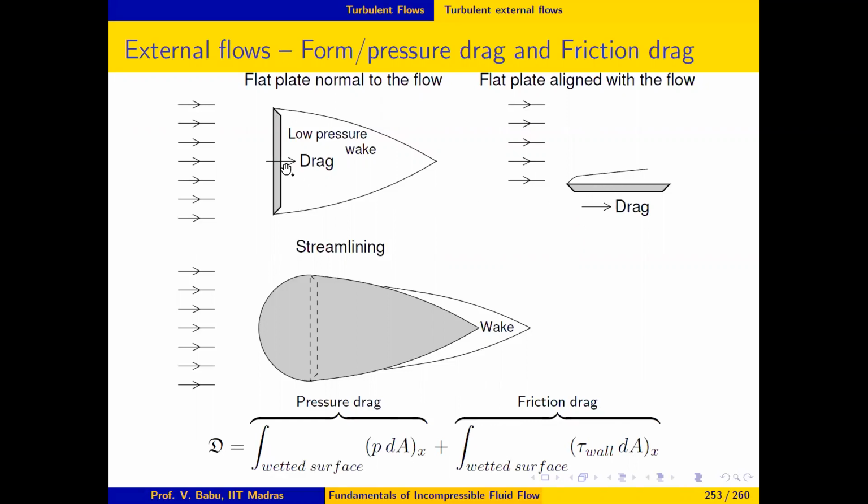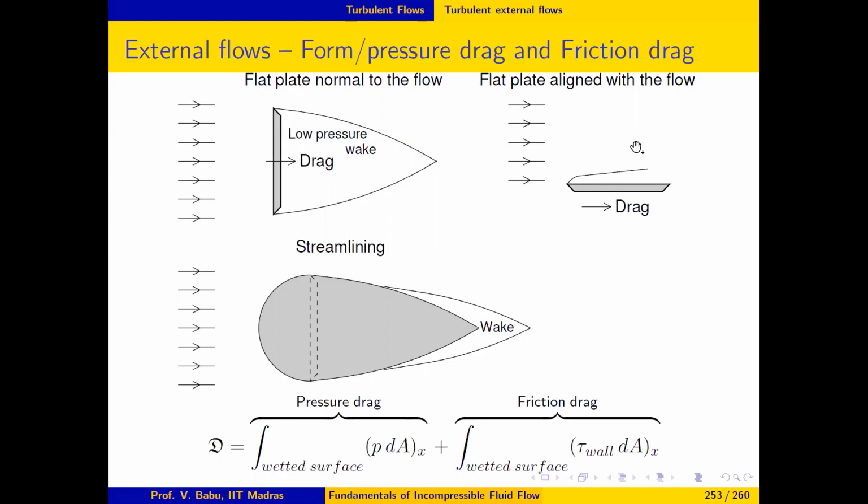Now, it was also said earlier that these two cases, namely flat plate aligned with the flow and flat plate oriented normal to the flow, represent two extremes. For instance, in this case, the drag force is entirely due to skin friction drag. Since the plate is aligned with the flow, the skin friction drag acts in this direction on the plate, and the drag force acts on the plate in this direction.